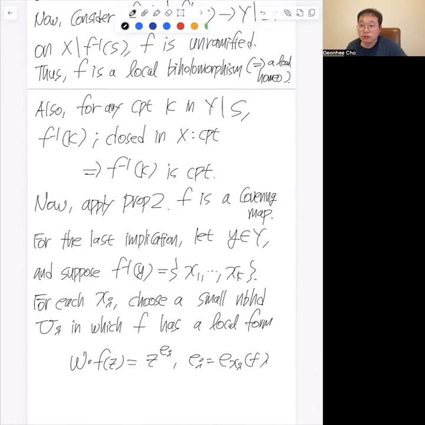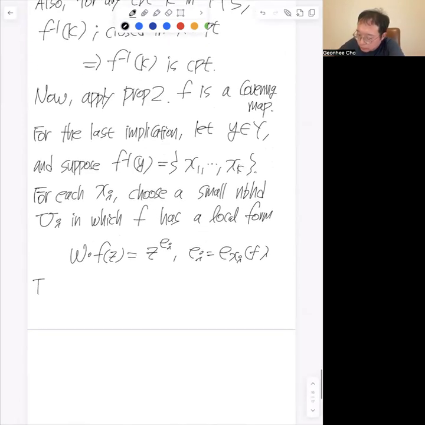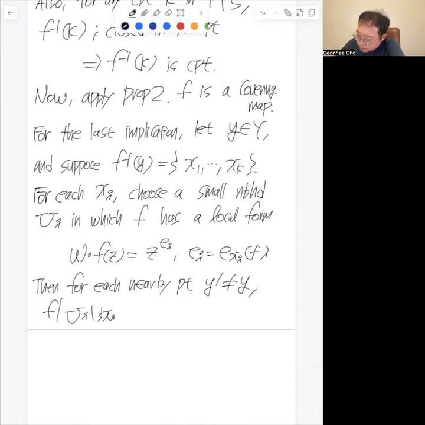We know the ramified points are all isolated. So then for each nearby point y prime, distinct from the given point y but sufficiently close to y, we know the restriction of U_i, deleting just this single point, covers its image exactly e_i times.